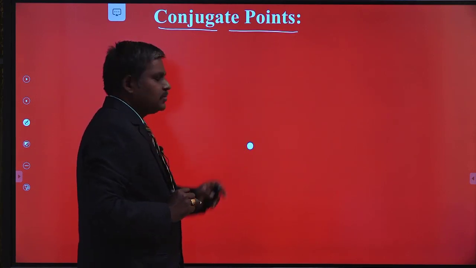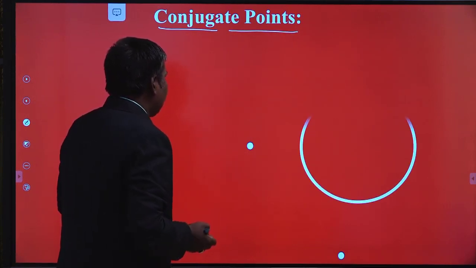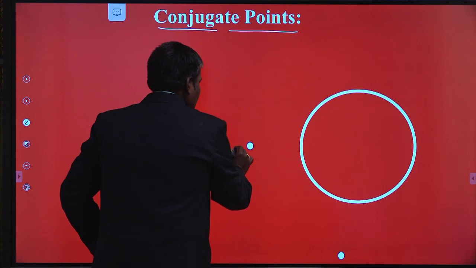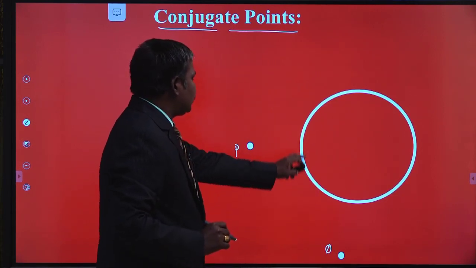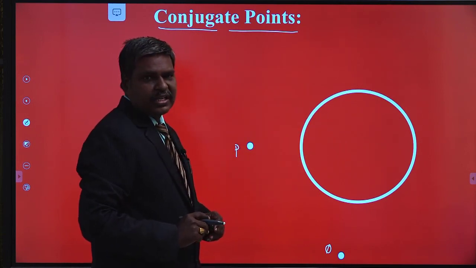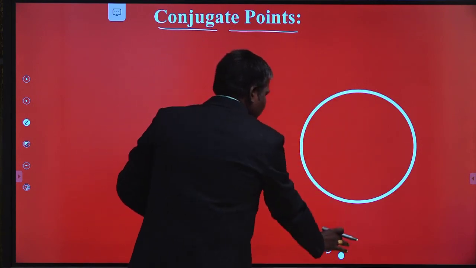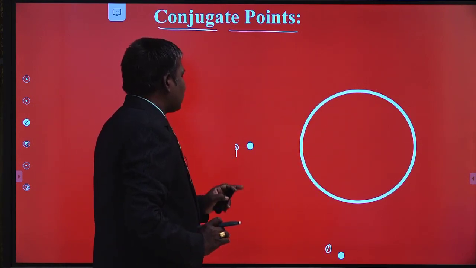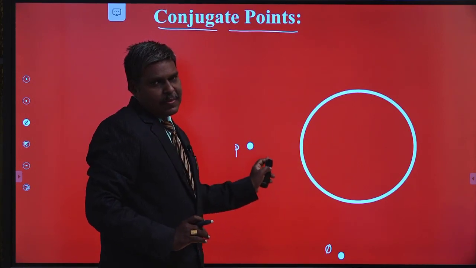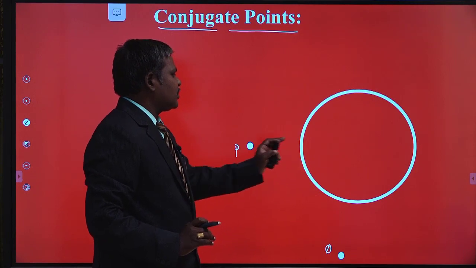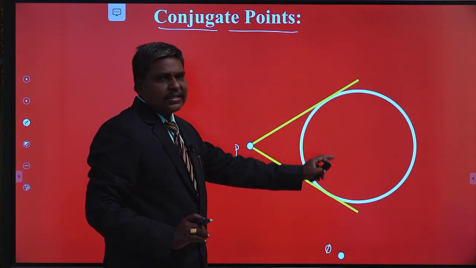See here, this is one of the points, this is the other point, these are the two points, and this is my circle. This is P, this is the other point Q. These two points are said to be conjugate points with respect to the circle S equals 0 if the polar of P passes through the point Q. Here the point is outside of the circle in this figure. So what about its polar? Its polar becomes the chord of contact of P with respect to the circle. So these are the tangents drawn from P to the circle.